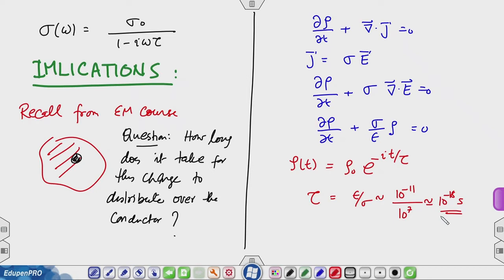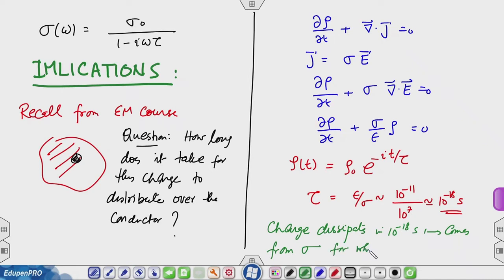It should actually ring a bell in your head. There is something wrong we are doing, right. So, this charge dissipates in 10 raised to minus 18 seconds, and how are we getting it? This comes from sigma for which tau collision is 10 raised to minus 14 seconds. So, we are saying it dissipates even before it has collided. There is something wrong in it, right.